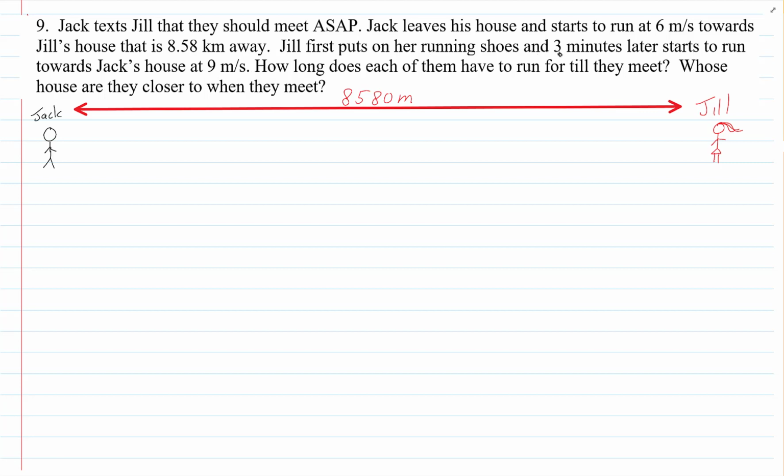So she takes a 3-minute break to put on her running shoes while Jack is running. But she runs at 9. How long in time does it take for them to run till they meet somewhere in the middle? And then, whose house are they closer to?